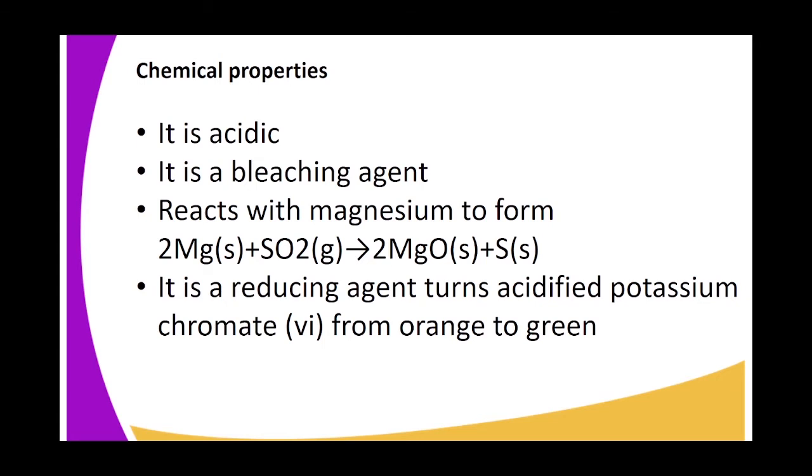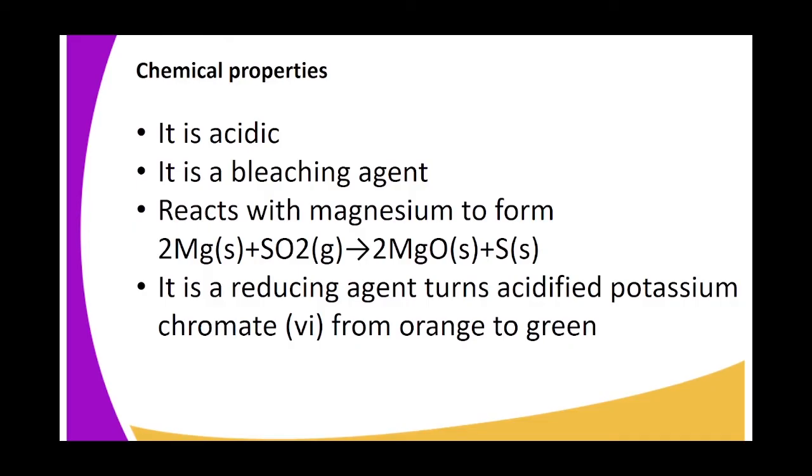It reacts with magnesium to form magnesium oxide and sulfur. That means sulfur dioxide is an oxidizing agent. It turns acidified potassium chromate 6 from orange to green. That means it is a reducing agent.